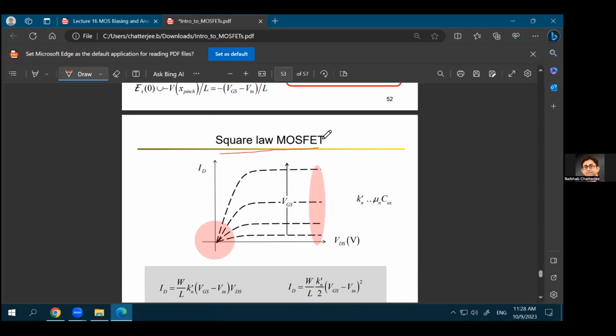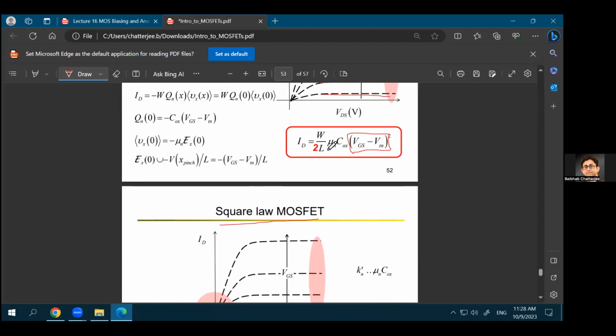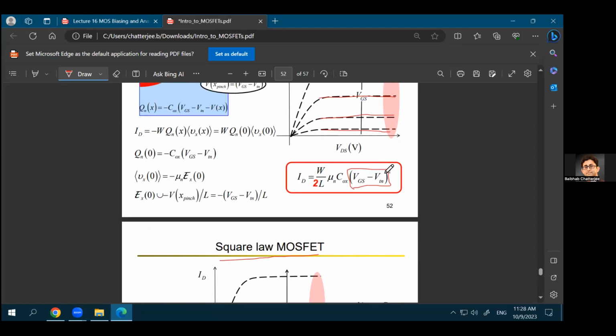Now again, there were many simplifications that we had used when we derived this particular equation. We'll see some of those simplifications in this derivation, and that's something we'll be discussing in the later classes.